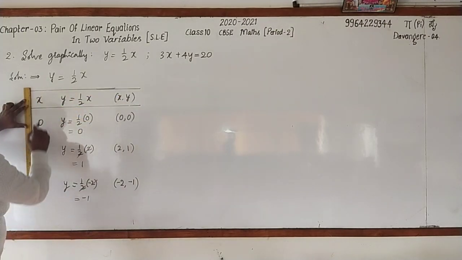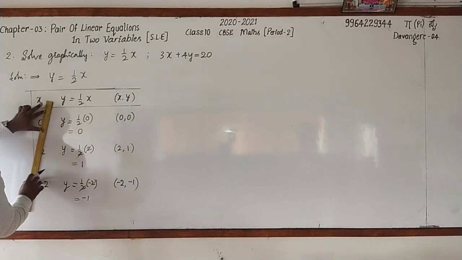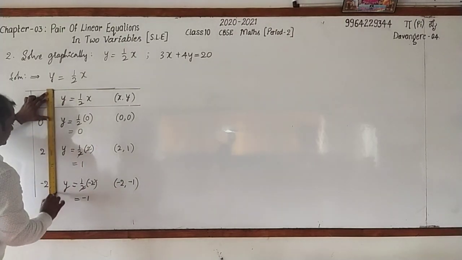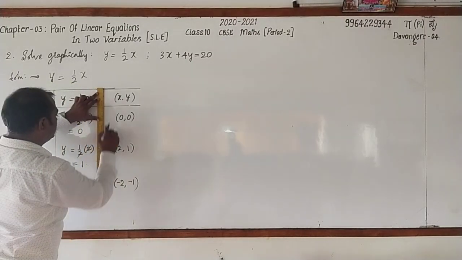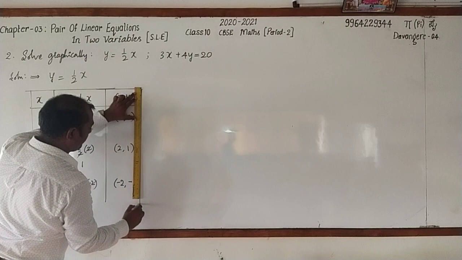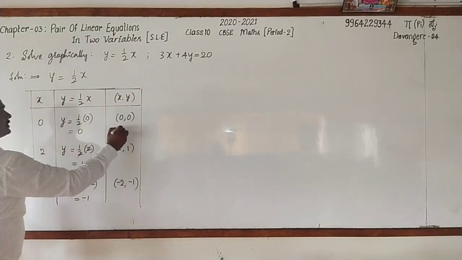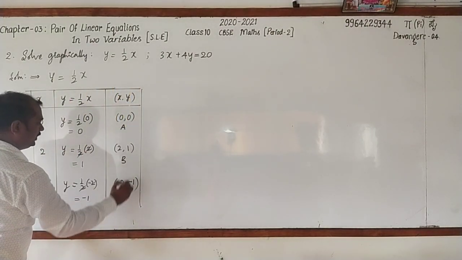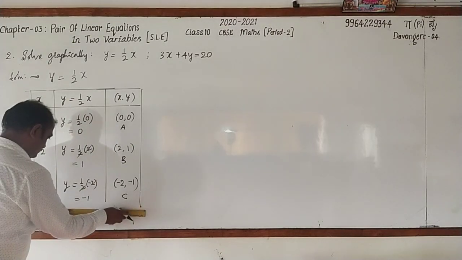First column is meant for x, and second one for y, and third one for x comma y. Then this is A, B, and you can call this as C.